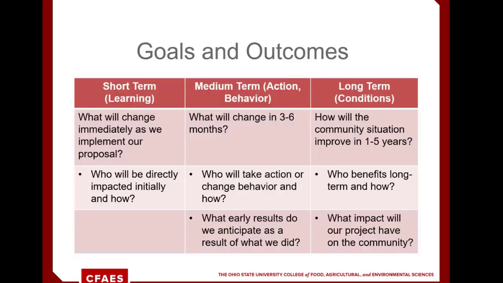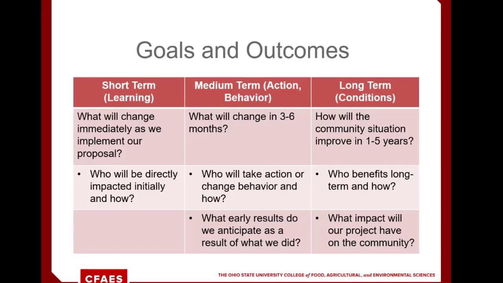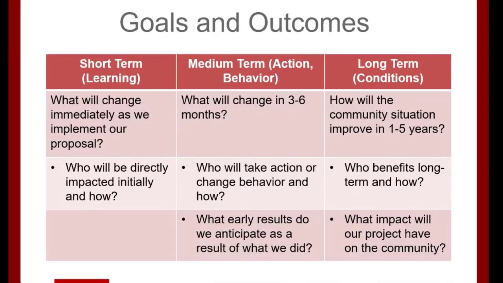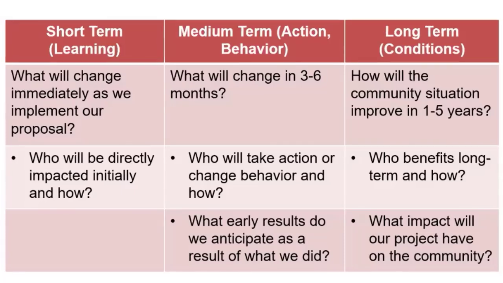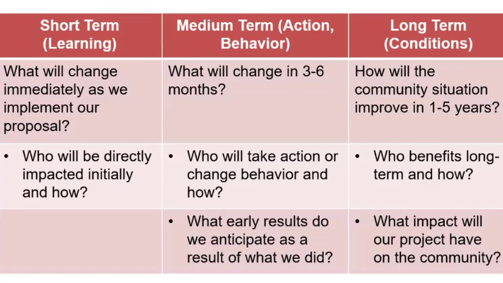So when you look at goals and outcomes, you look at short term, what are the immediate kind of medium term or midterm, what is the action or behavior that you're going to do? And long-term conditions, right? So to walk you through that, this is in the short term, we might look at what will change immediately as we implement our proposal. What will change in the next 3 to 6 months? And then the longer term, how will the community situation improve in 1 to 5 years?